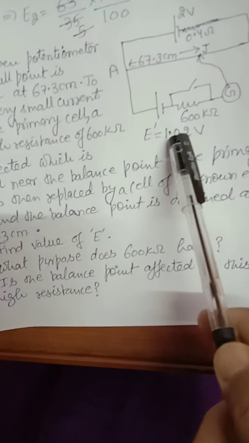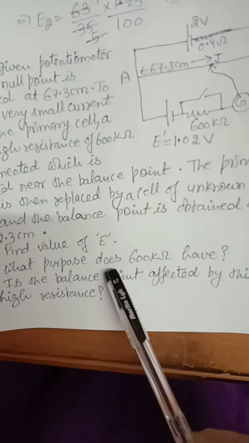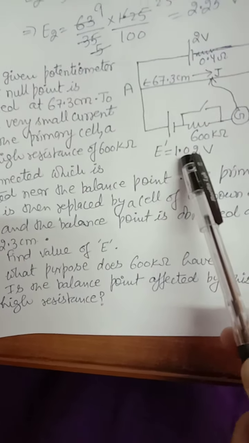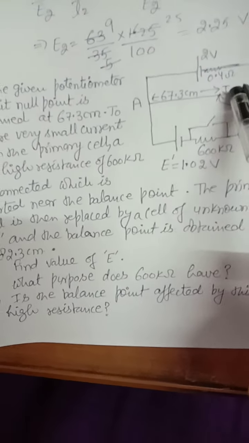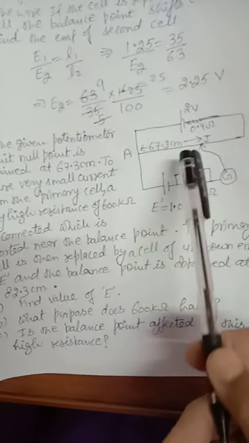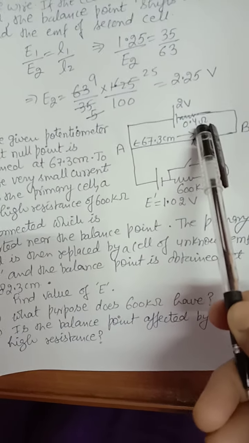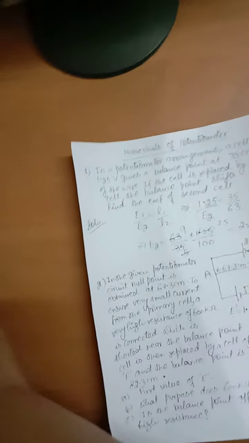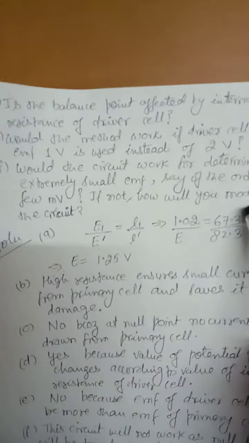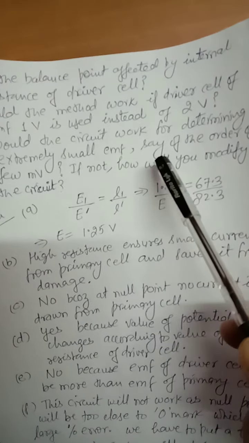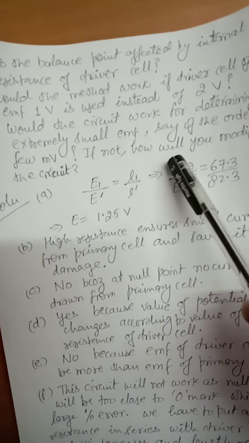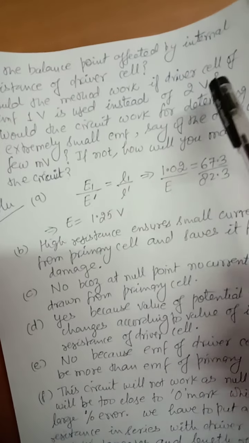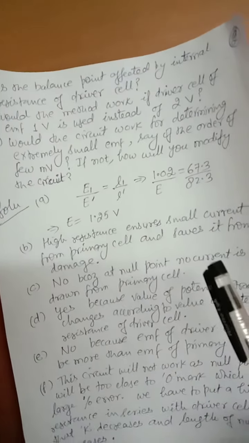Second, what is the purpose of this high resistance of 600 kilo ohm? Third, is the value of null point affected by this value of 600 kilo ohm? Next, is the value of null point affected by the value of the internal resistance of the driver cell? And next, if we are having another cell whose EMF is very small, say of the order of millivolt, then can we use this method for that primary cell? And last, if we are having a driver cell of 1 volt, will this method work?